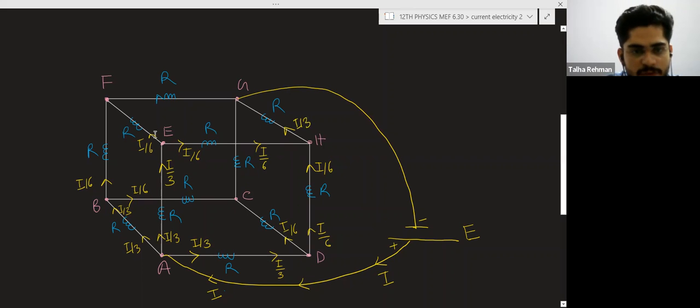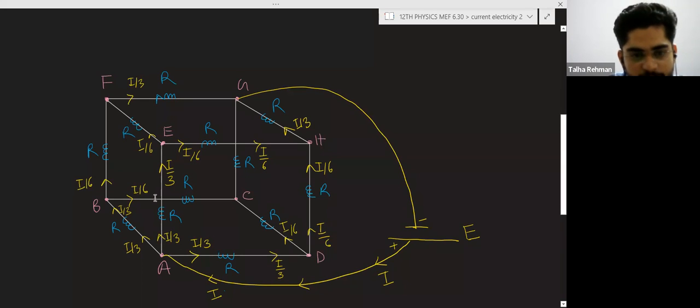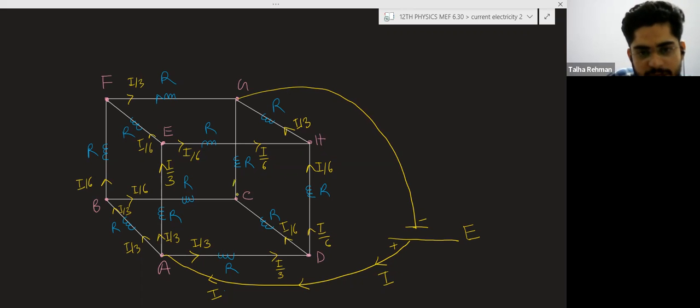Okay, so now come here at this point B. I by 6 is coming from here, and I by 6 is coming from here. So at this junction both the currents will meet, and we will get a current I by 3 in this direction. And from here the current I by 6 is coming, and from here the current I by 6 is coming. So in this wire the current will be I by 3 again.